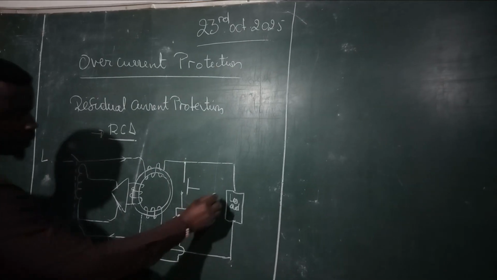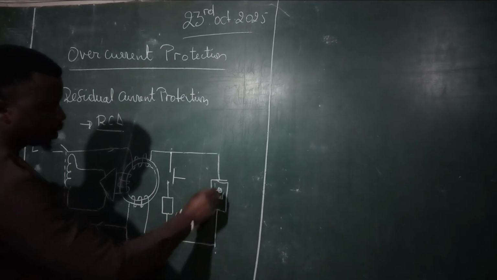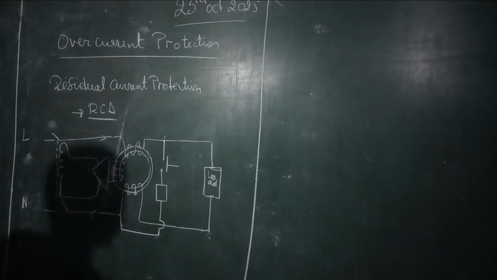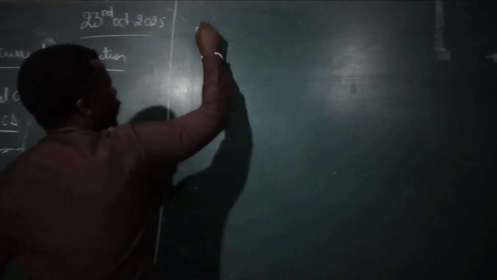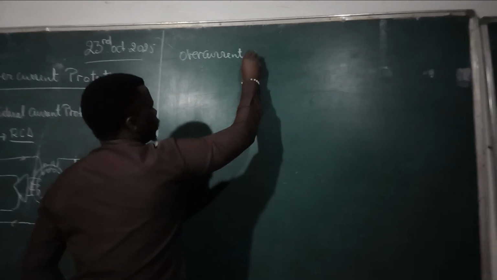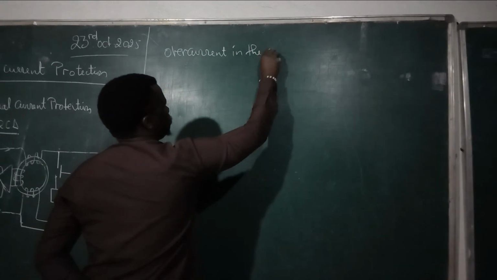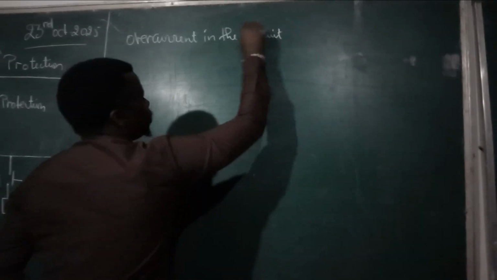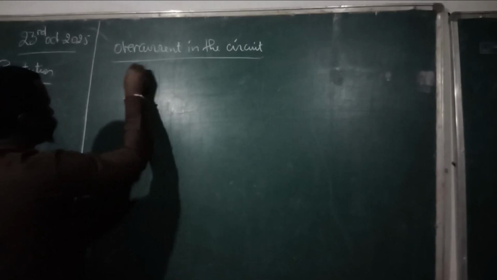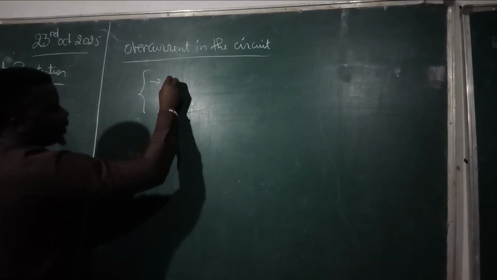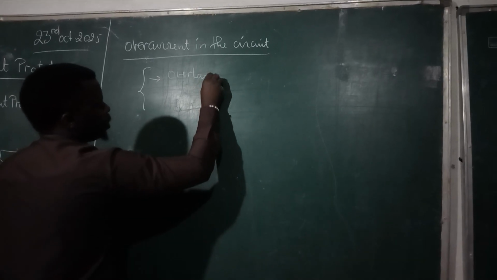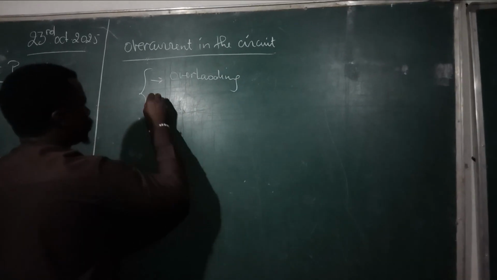And for this, remember, it will no longer protect against overcurrent. In the circuit, we have two sources of overcurrent: either overloading, or short circuits.